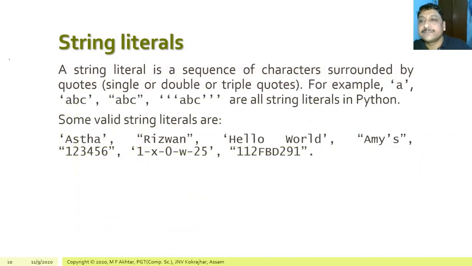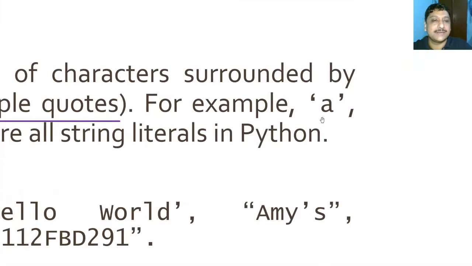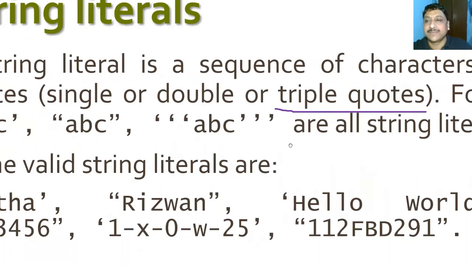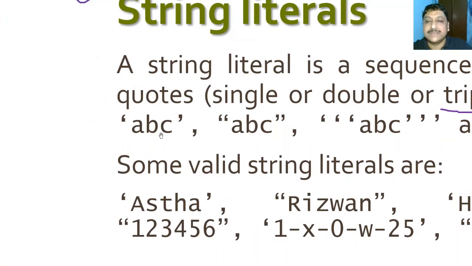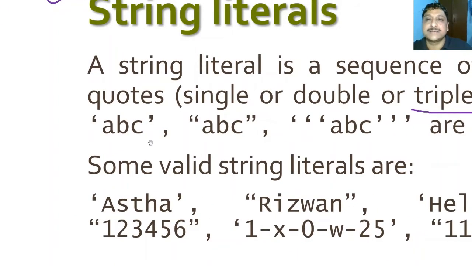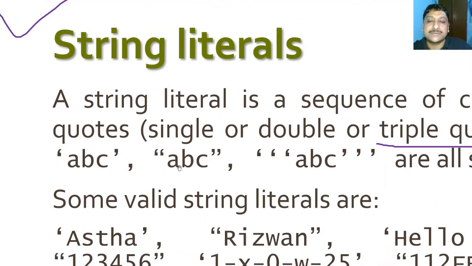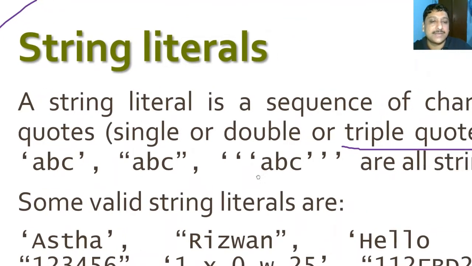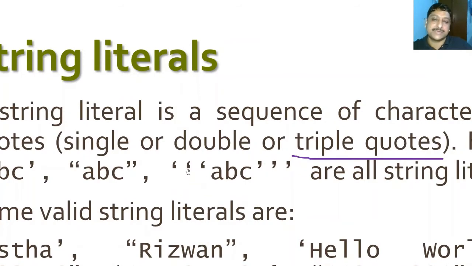A string literal is a sequence of characters surrounded by quotes, single or double quotes, or sometimes even triple quotes. For example, within single quotes you can see the letter A. This is a string literal. Again, ABC, three letters, is given within single quotation marks. This is a string literal. Then double quotation marks with three letters, also a string literal. And here we are using three single quotation marks with ABC within, also a string literal.